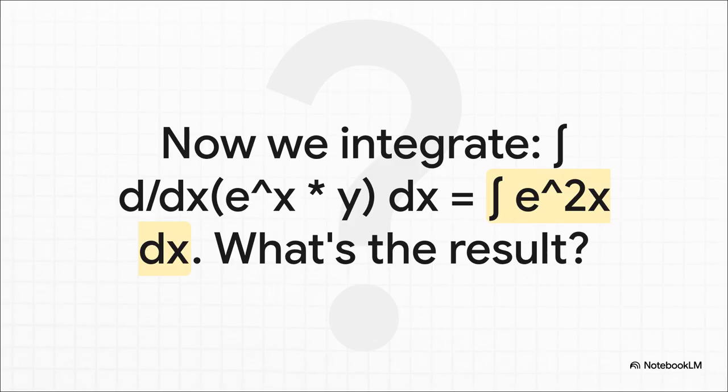Okay, Step 4. Our equation is looking great. It's perfectly set up for integration. We've got this d/dx thing on the left that we want to get rid of. So, what's the opposite of differentiating? Yep, we're going to integrate both sides.